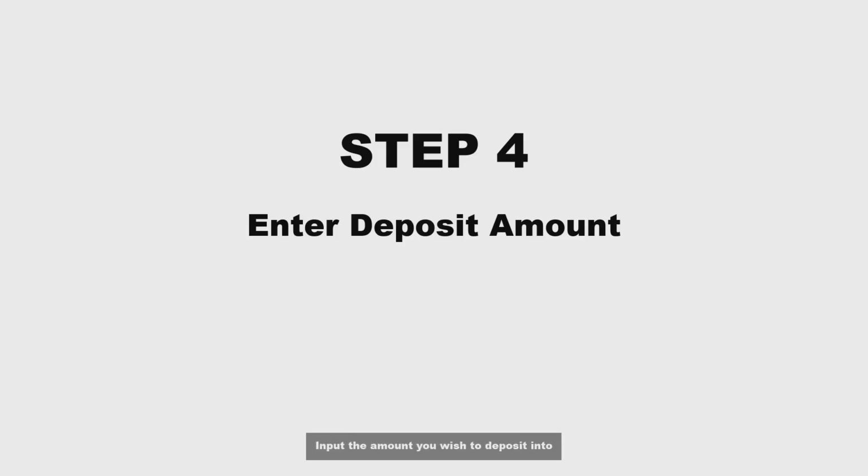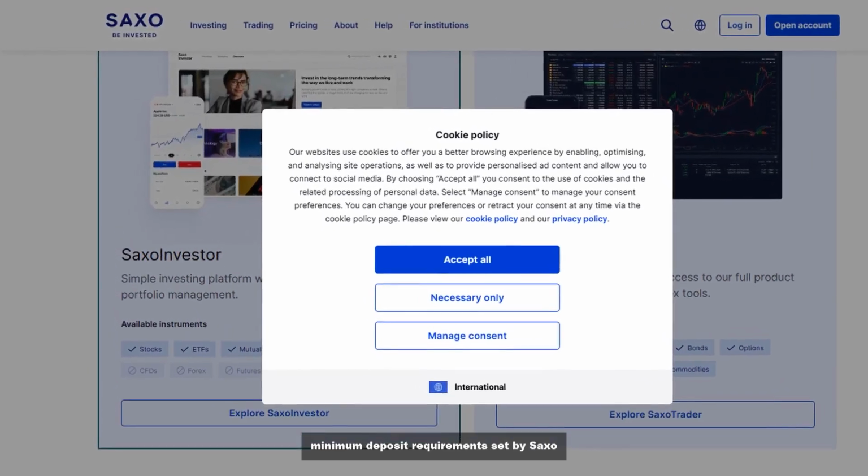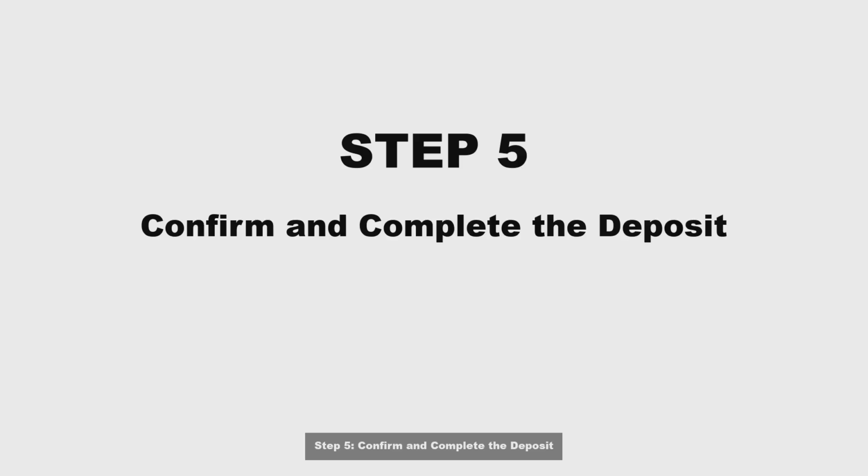Step 4. Enter deposit amount. Input the amount you wish to deposit into your account. Ensure that it meets any minimum deposit requirements set by Saxo Bank.